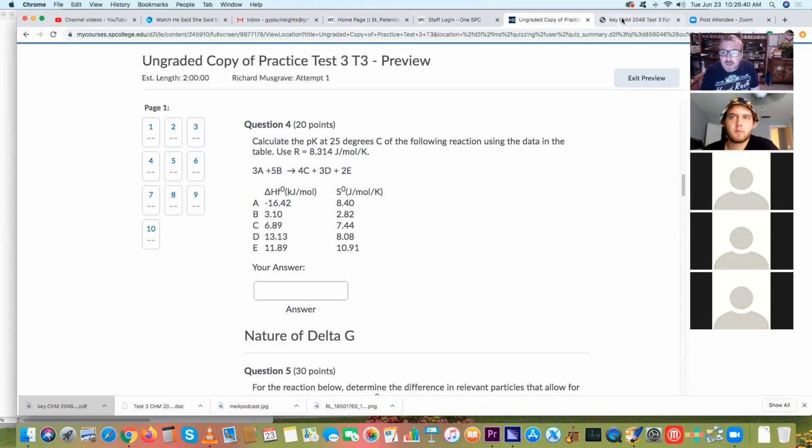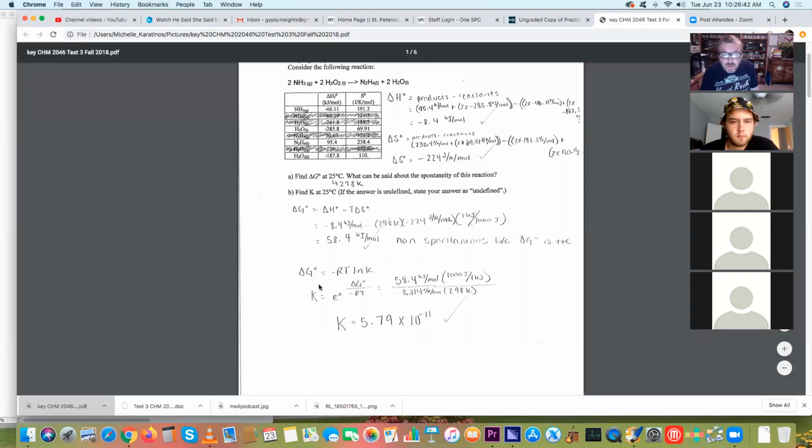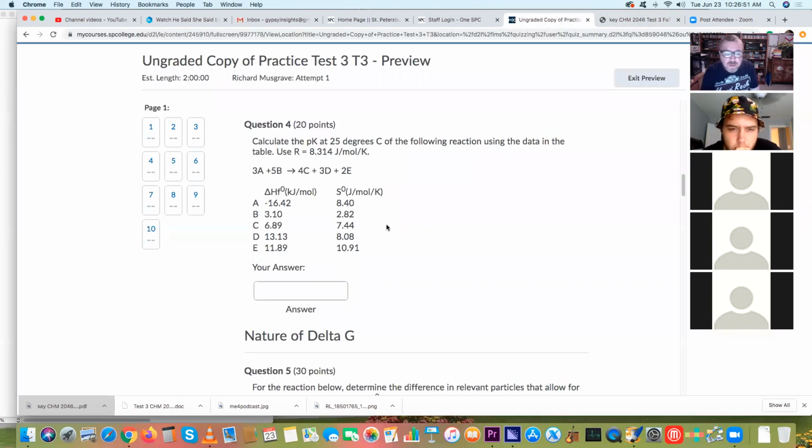The way you'll get K is using this formula here. Delta G is negative RT ln K. So K is going to be e to the power of delta G naught over negative RT. So you will have to find delta G first, and then find K, and then take the negative log of that, and that will be your answer down here.